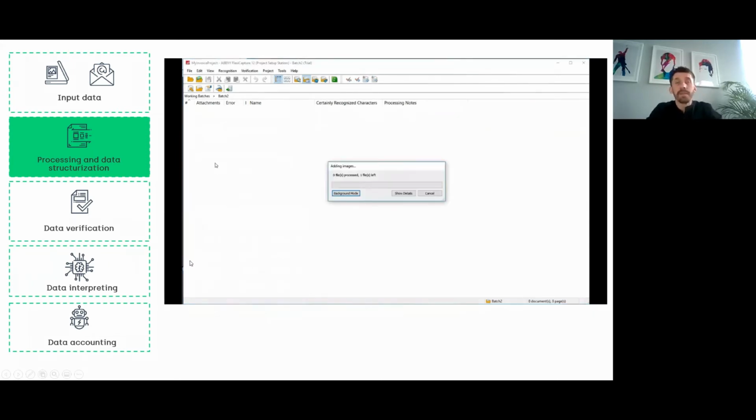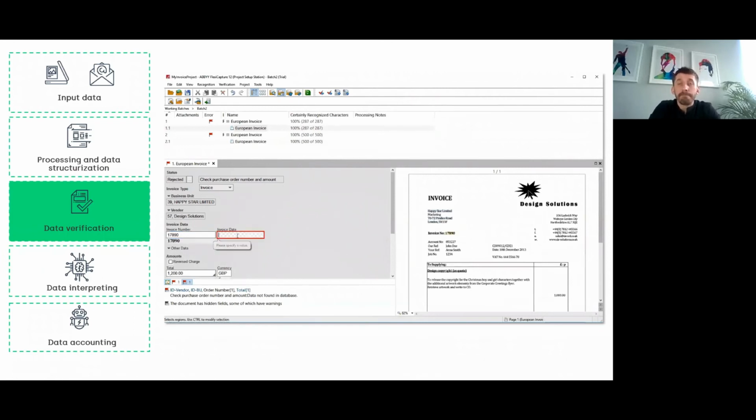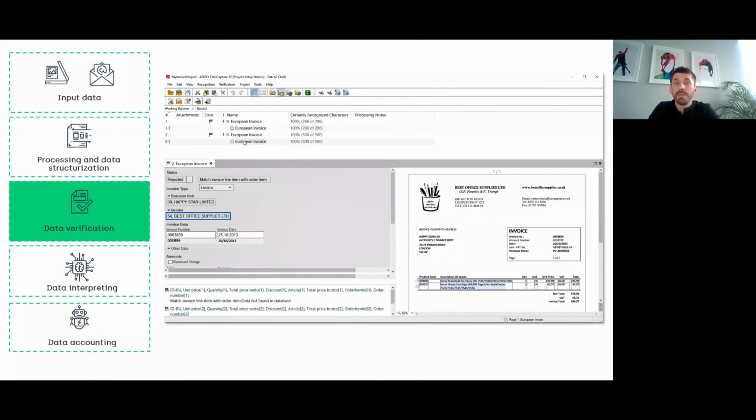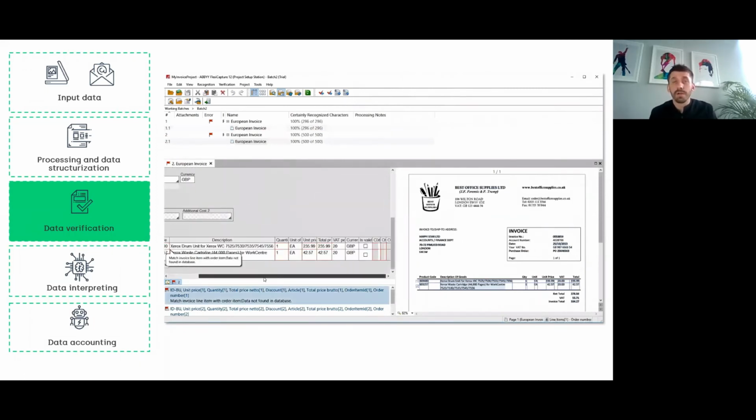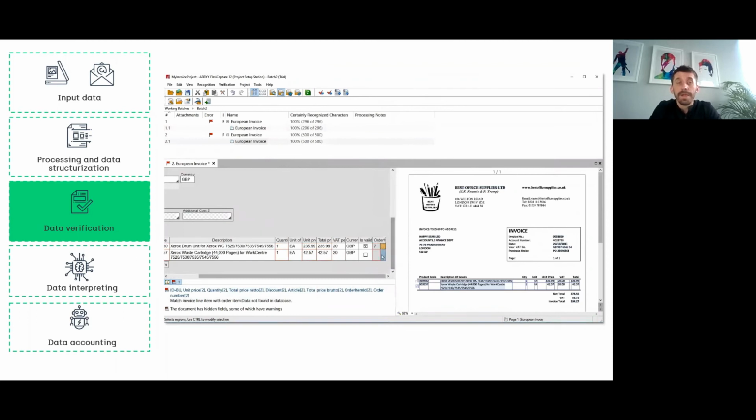The next step of the process is the data verification. This step is made by operators. So human intervention is required on this step, because even the best OCR solutions can make some mistakes, and what is more important, the quality of the documents is not always perfect. So it is really important to have this step in the process.